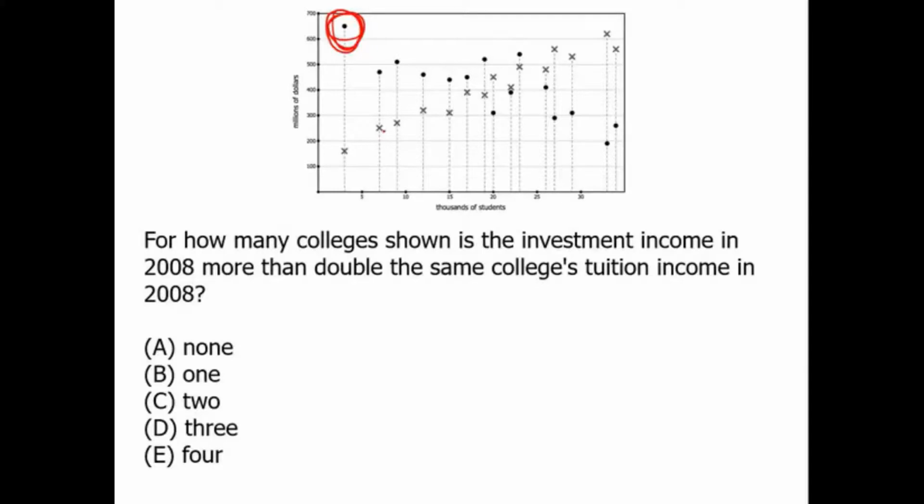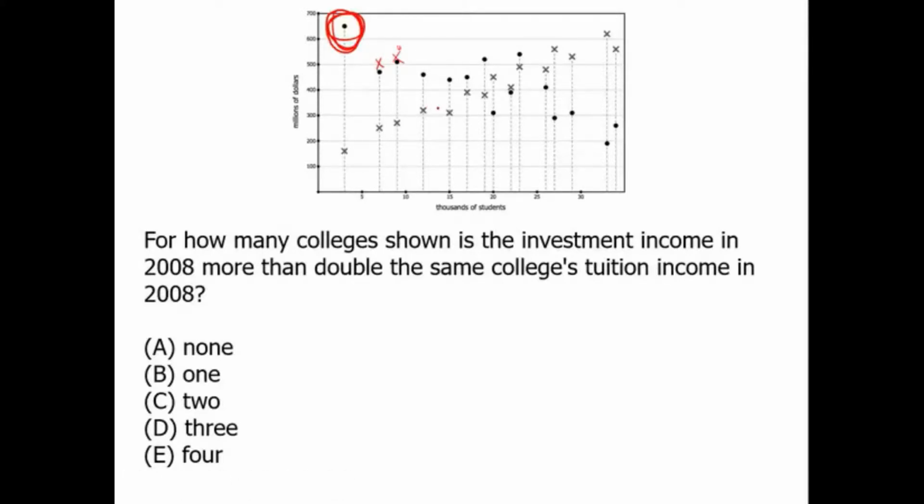What about the next one? This has a tuition income that looks to be at 250 million. Double that would be 500. And so this dot falls just short of being twice. So that one doesn't work. Now this one appears to be about 280. Double that would be 560. That would be somewhere up here. And again, this dot falls just short of that. So neither one of those work.